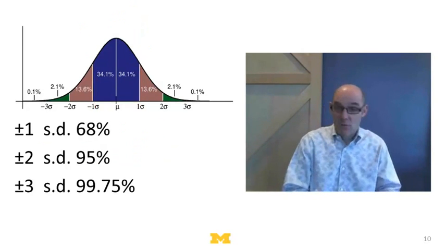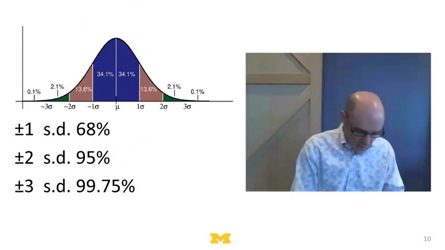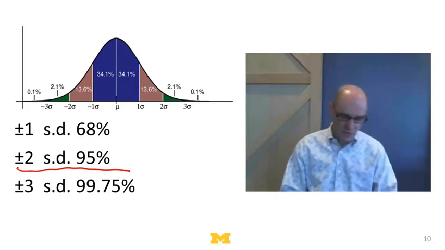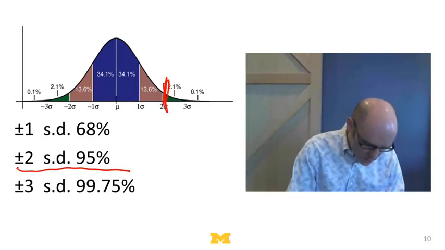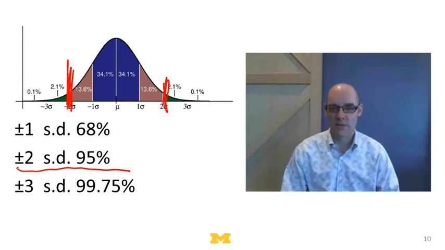Now, in fact, since that's 2 for 1, it's also going to be 2 for 2 and 2 for 3 and 2 for 4, right? So there's going to be a 95% chance I'm within 2 standard deviations. So wait, why do we care about this? Why do we care about this at all?